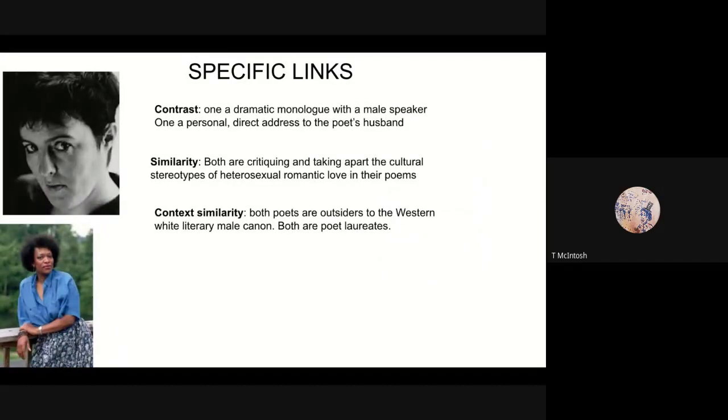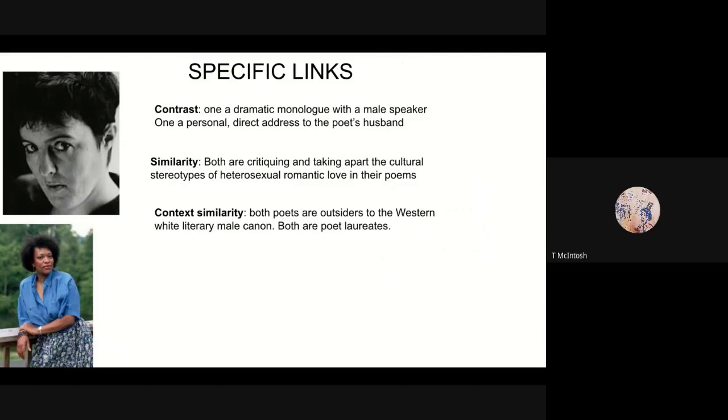These two, very big contrast. Carol Ann Duffy is a stark contrast with all of them because hers is a dramatic monologue. So it's not written from the lyric perspective of a pretend lover as in Byron's, or the everyday quotidian life of a wife like Rita Dove's, or the woman sitting at home trying to find her right to speak in a literary voice. Very, very personal. Rita Dove's is a drama, a mini drama. One's a dramatic monologue with a male speaker, one a personal direct address to the poet's husband.